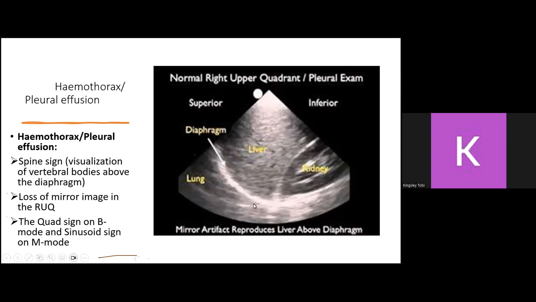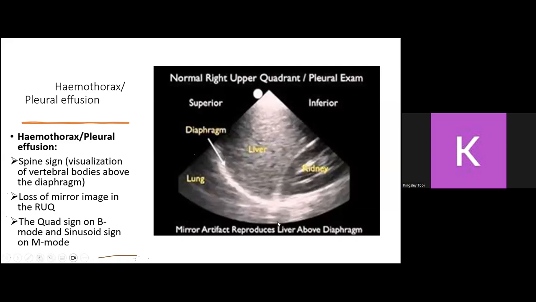But in cases of pleural effusion or a fluid-filled cavity in the lung, the transmission of sound waves goes beyond the diaphragm, so the spine is visible beyond it. Any spine sign beyond the diaphragm is diagnostic of pleural effusion. You will also have a loss of mirror image. The mirror image artifact is when an artificial image is produced by another image from a reflective surface. So you'll see loss of mirror image in the right upper quadrant, all right?